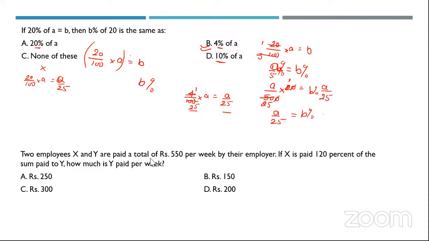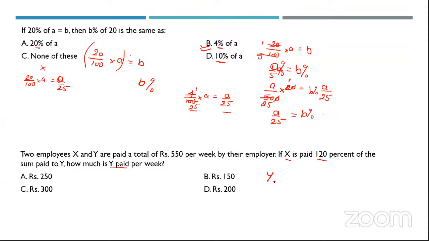Two employees X and Y are paid a total of 550 per week by the employer. If X is paid 120% of the sum paid to Y, how much is Y paid per week? Would you try this one? I can do this question orally. How much is Y paid per week? That's the question. And we know that X is paid 120% of the sum paid to Y.